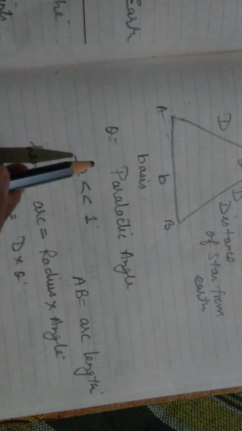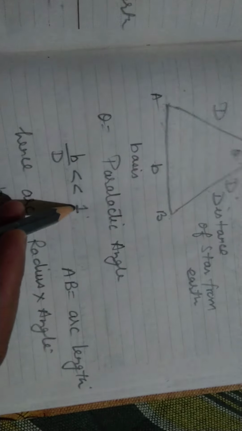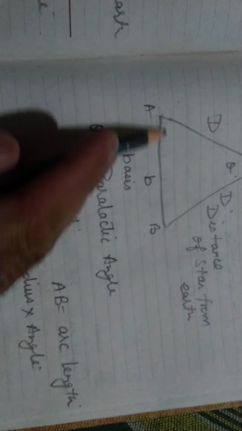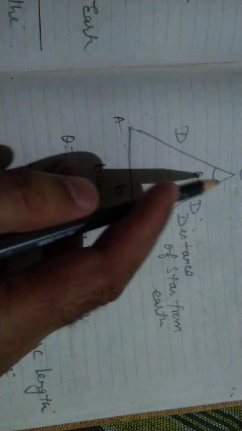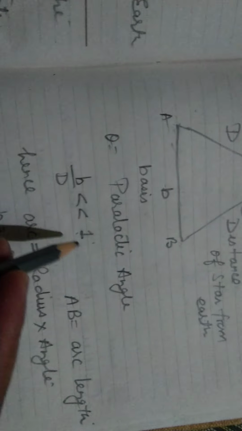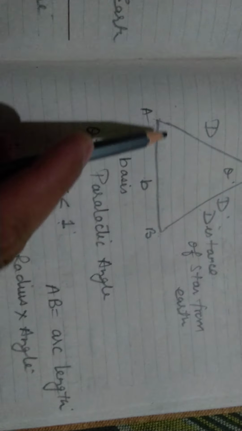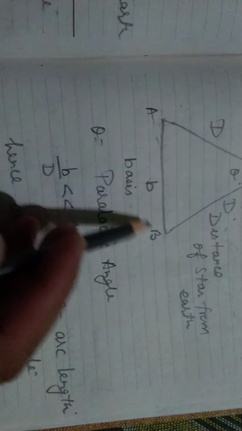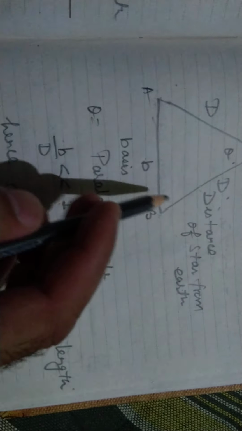Now B upon D, that is this distance upon this distance, is far smaller than 1. Why? Because B is very small. We are moving on the earth and this is the distance of the star from the earth. So definitely this distance will be very big and this will be very small. So we can say their ratio will be far less than 1 because B is very small. Now this distance AB can be considered to be nearly circular. So we will say this is the length of an arc. This basis is circular.